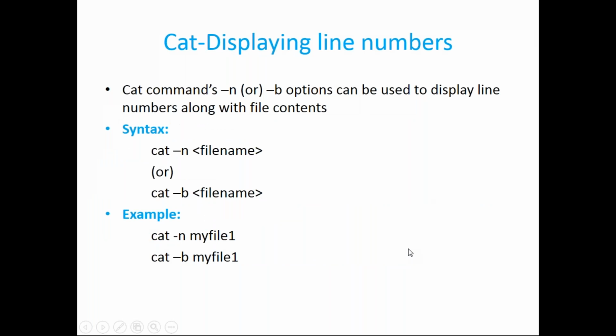Okay, and not only that, you can give line numbers along with the content by using the option called -n or -b. So the syntax could be cat -n space file name, cat -b space file name. Okay, let me try to demonstrate this for you.